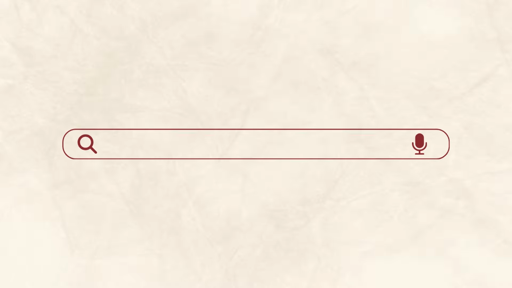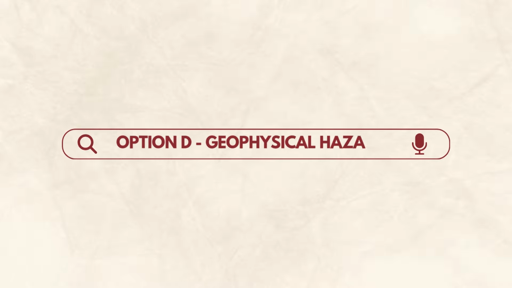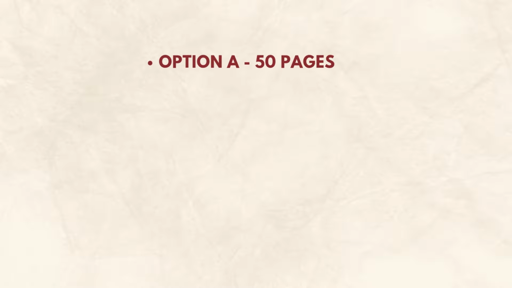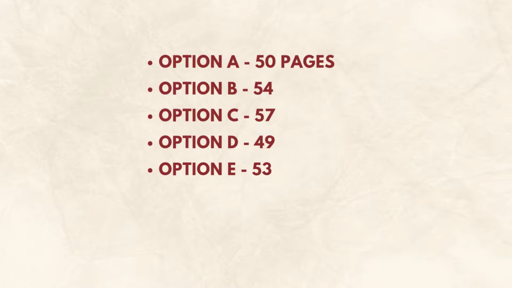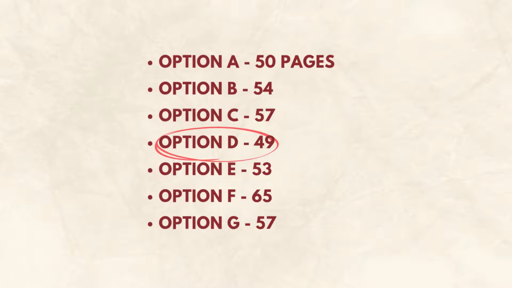Today we're going to talk about option D, geophysical hazards. We're starting with this because it's the shortest optional topic in the book. Just to show you, option A runs 50 pages, option B 54, option C is 57, option D is 49, option E totals 53, option F is 65, and option G 57. So option D really is the shortest.